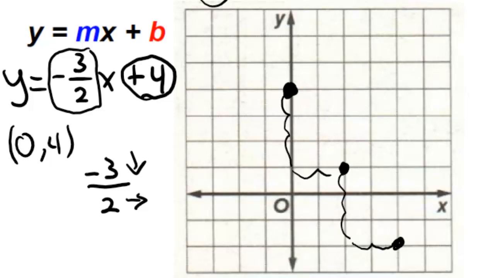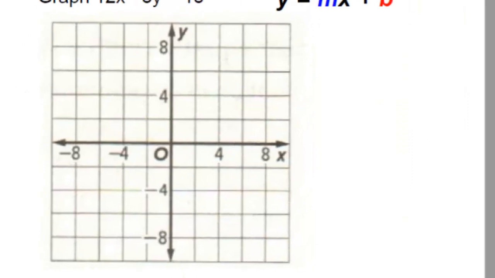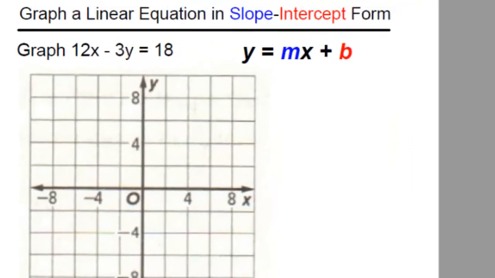And I can also reverse that, go up 1, 2, 3, and to the left 2, and that's where I take the negative and put it down on the 2. Get rid of my dots here, or my lines. Now I'll just come back and draw the best straight line that we can through the graph. And there's our line that represents every possible solution to the equation of negative 3 halves x plus 4.